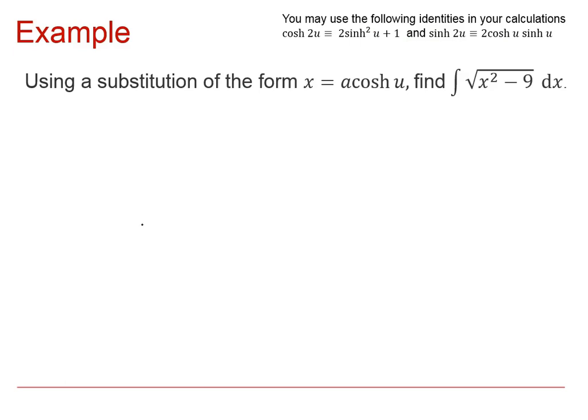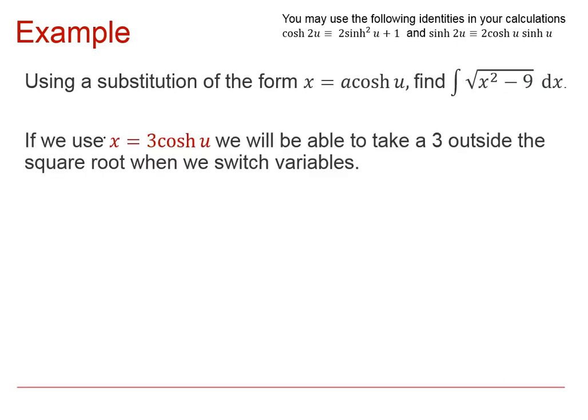So here we're going to look at an example, and we're going to use a substitution of the form x equals a cosh u to find the integral of the square root of x squared minus 9 with respect to x. In this case, we're going to choose a equals 3 because we've got this 9 here and we want to get rid of that, and we'll be able to take it outside of the integral. So we're going to use x equals 3 cosh u, and that means that 3 will be able to come outside when we switch the variables.